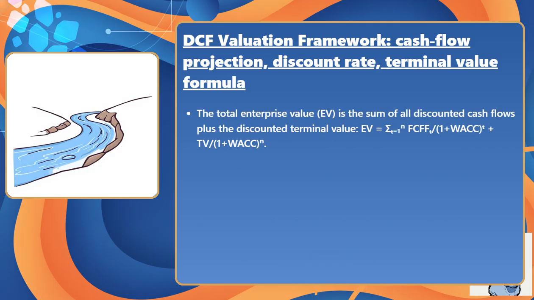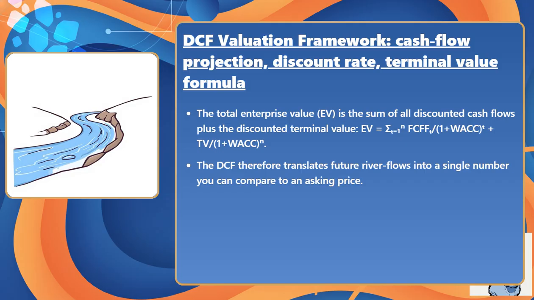The total enterprise value, EV, is the sum of all discounted cash flows plus the discounted terminal value. EV equals sigma from T equals 1 to N of FCFF sub T divided by 1 plus WACC to the T, plus TV divided by 1 plus WACC to the N. The DCF therefore translates future river flows into a single number you can compare to an asking price.